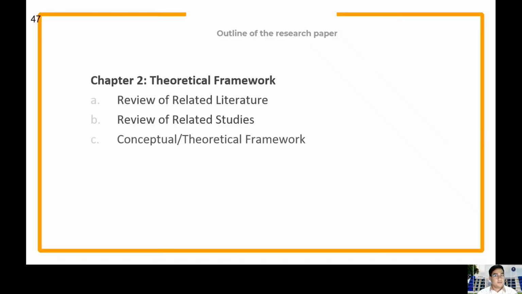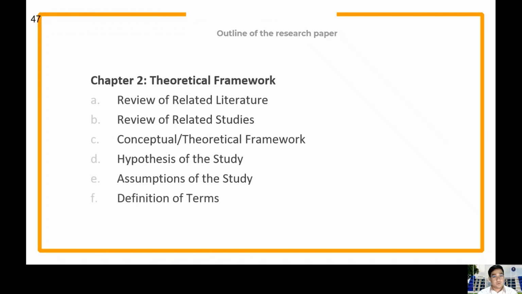Okay, so we have here part of the theoretical framework for chapter 2. We have review of related literature and review of related studies. There's a difference between the two. For literature, again, these come from books, PDFs, scholarly works. For review of related studies, these are previous studies or results that are near and similar to the research that you have. Then conceptual and theoretical framework, hypothesis of the study, assumptions of the study, and definition of terms.